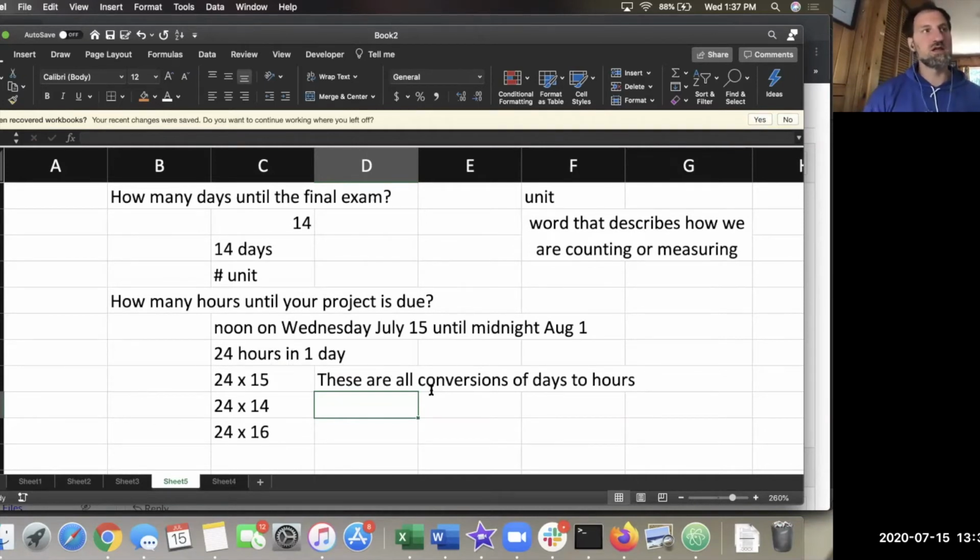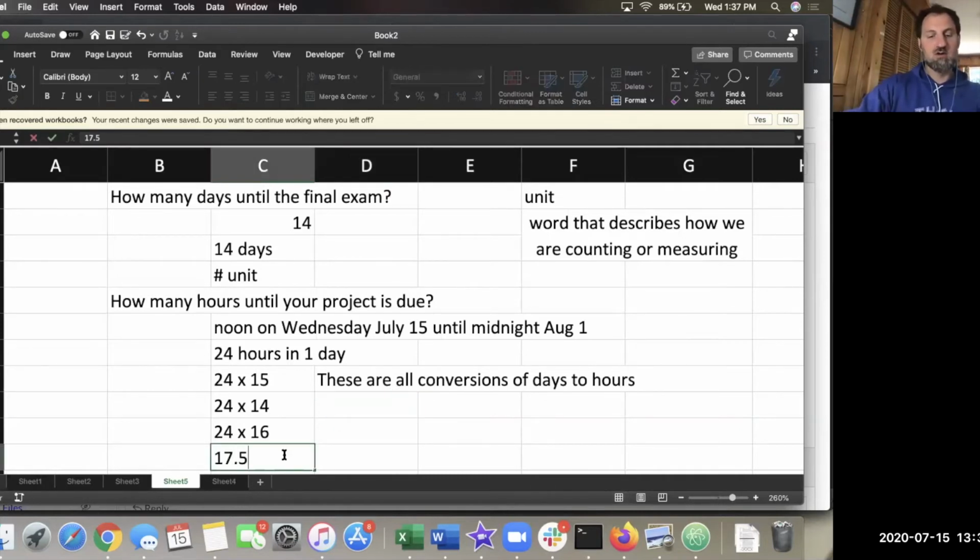So I think August 1st is actually Saturday. Correct me if I'm wrong. And so I would just use my kind of mental calendar. Basically, I've got Thursday, I've got Friday, and I've got Saturday. And then I have a full 2 weeks beyond that. So I actually think it would end up being 17 and a half days of hours that you have before your project is due.